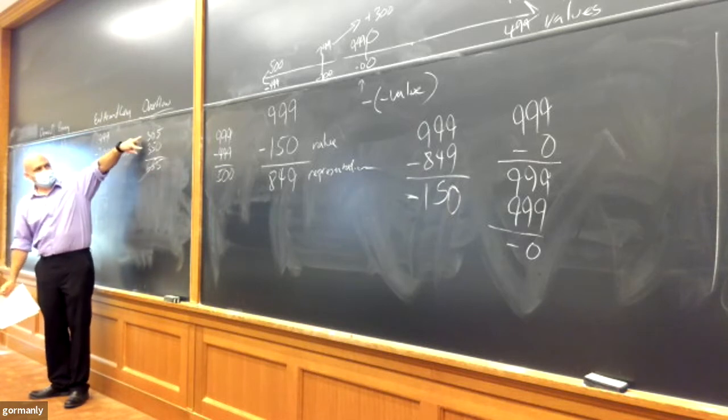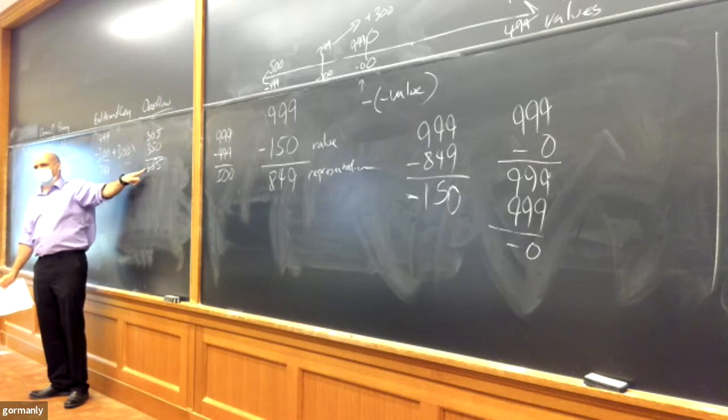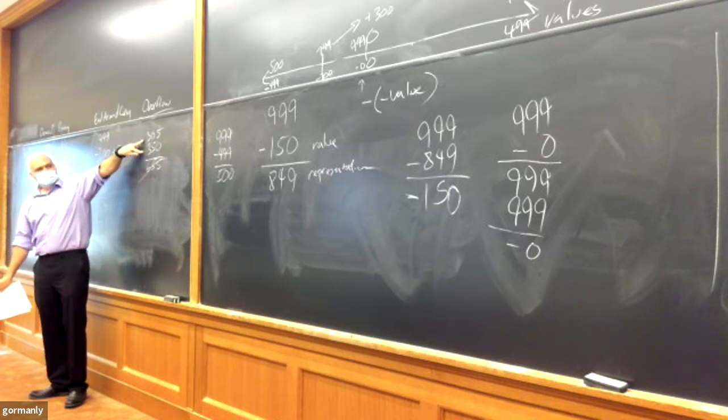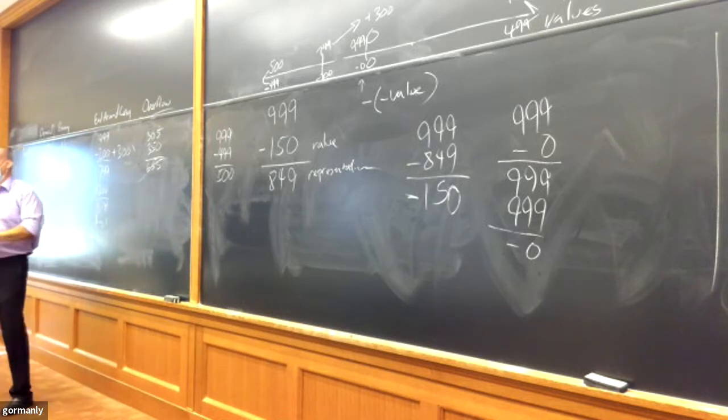How do we know it's overflow? We started with two things of the same sign. The sign flipped in the answer. Doesn't matter if they're negative or positive, just matters that they were the same and the answer flipped. This is overflow, gets thrown away.